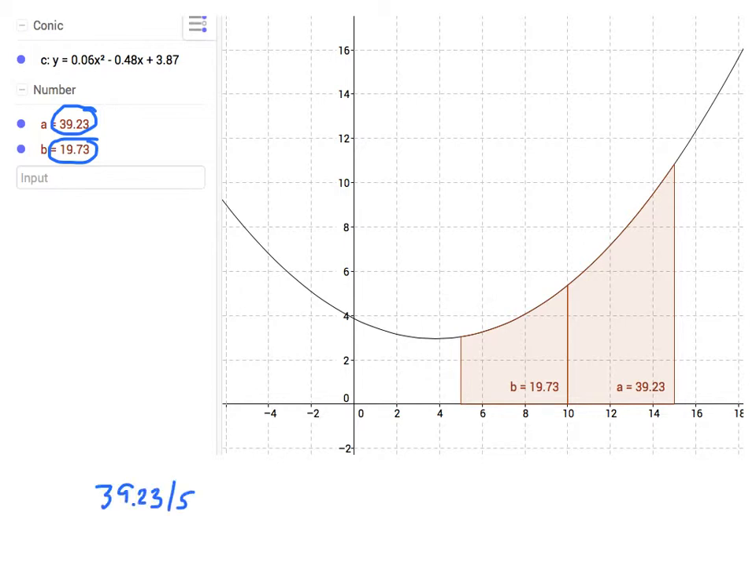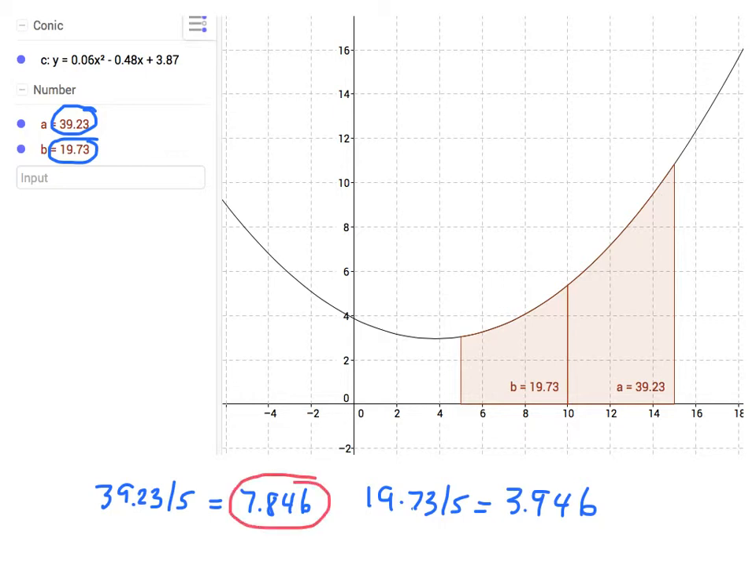When you do 39.23 divided by 5, that comes out to be about 7.846. And when you do 19.73 divided by 5, that comes out to about 3.946. So we have these two averages. This is the average from 2000 to 2050, and this is the average from 1950 to 2000. Then we divide those to show that it's about double.